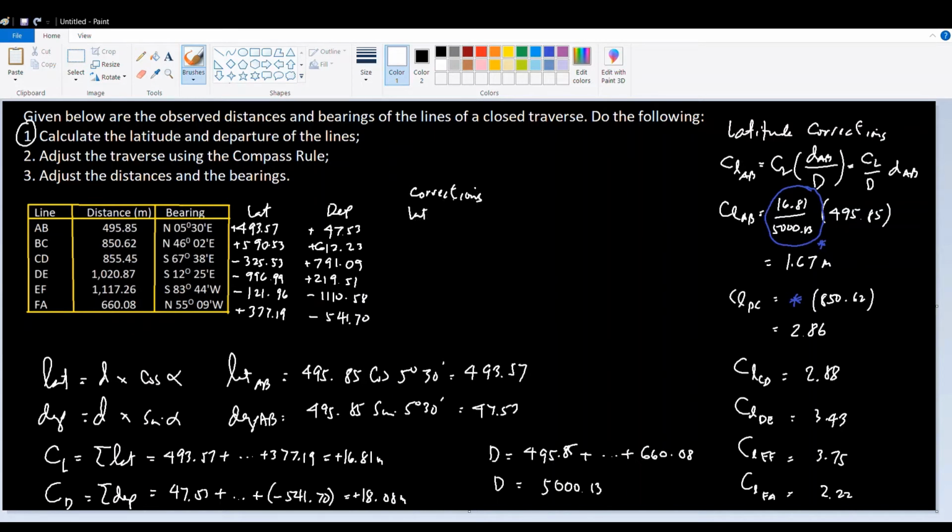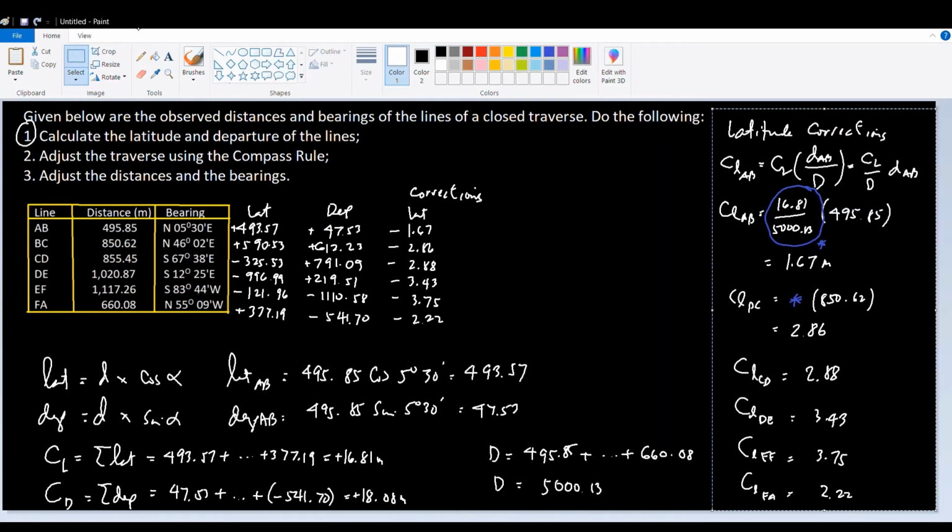Corrections for the latitude. Remember, it should be negative, no? It should be the negative of the value that we will get here. We have a net positive, so the correction should all be negative. Negative 1.67, 2.86, 2.88, 3.43, 3.75, and 2.22. Alright?